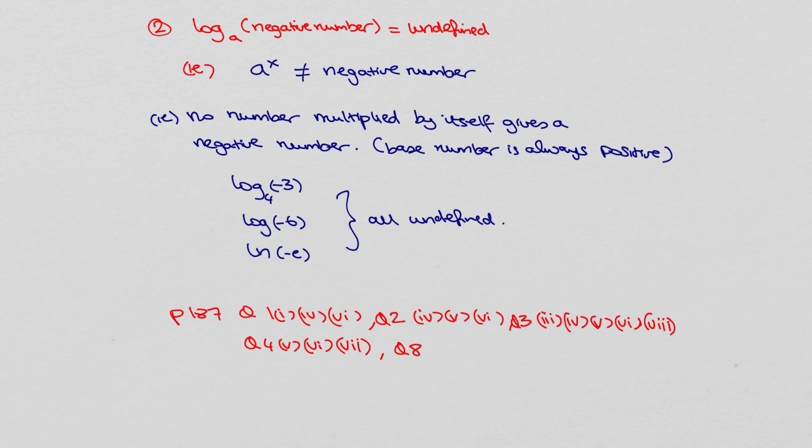So if we go to Active Maths Book 1, we look at page 187, and have a look at question 1, part 1, part 4, part 6, question 2, part 4, part 5, part 6, question 3, part 3, part 4, part 5, part 6, part 8, question 4, part 5, part 6, and part 7, and question 8. In each of those, you're just literally changing back and forth from logs to indices, or you're applying your log rules on page 21.